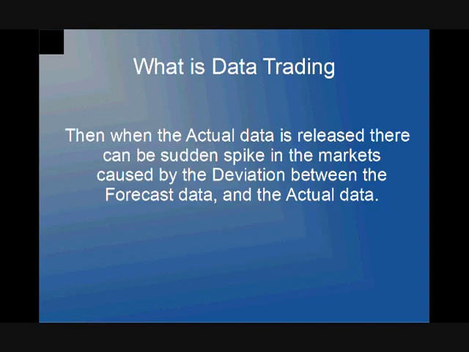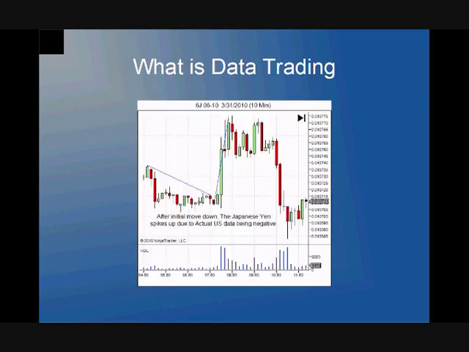Then, when the actual data is released, there can be a sudden spike in the markets caused by the deviation between the forecast data and the actual data. And that causes what you see here. Again, the Japanese yen had been moving in a downward fashion in anticipation of positive US data. However, the data in this case ended up actually being negative. After that negative data was released, we see a sharp uptick in the Japanese yen.